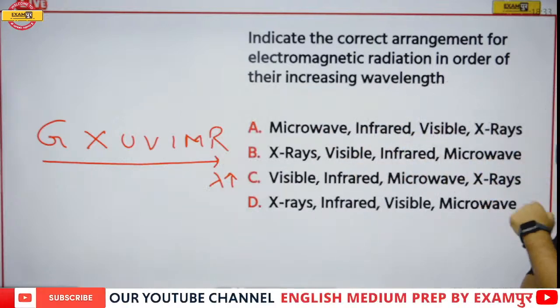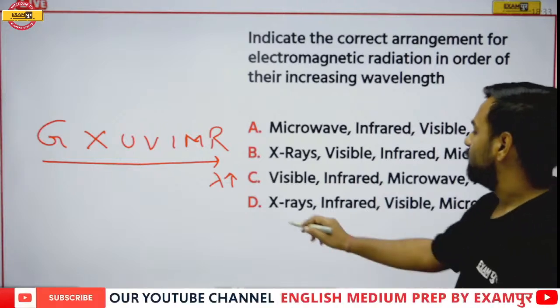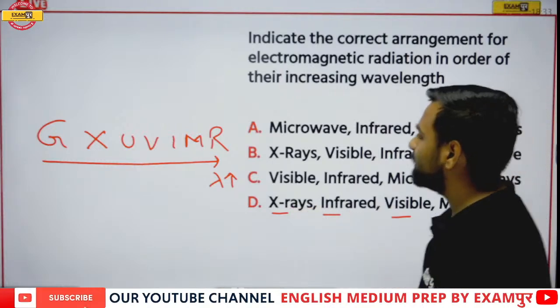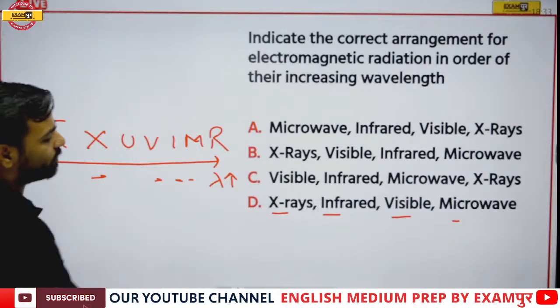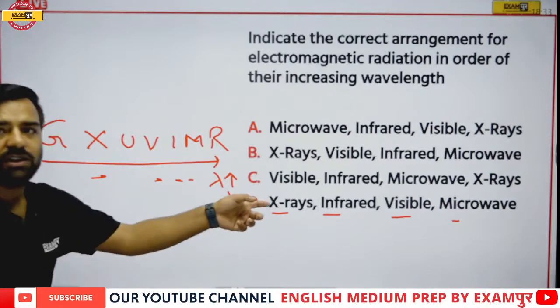Waiting. Will it be option A, B, C or D? If I go with the sequence order, I know that X, I, V, M. Is there any such option? No, there is no such option. That means it would be wrong because we are talking about the sequence order, right?